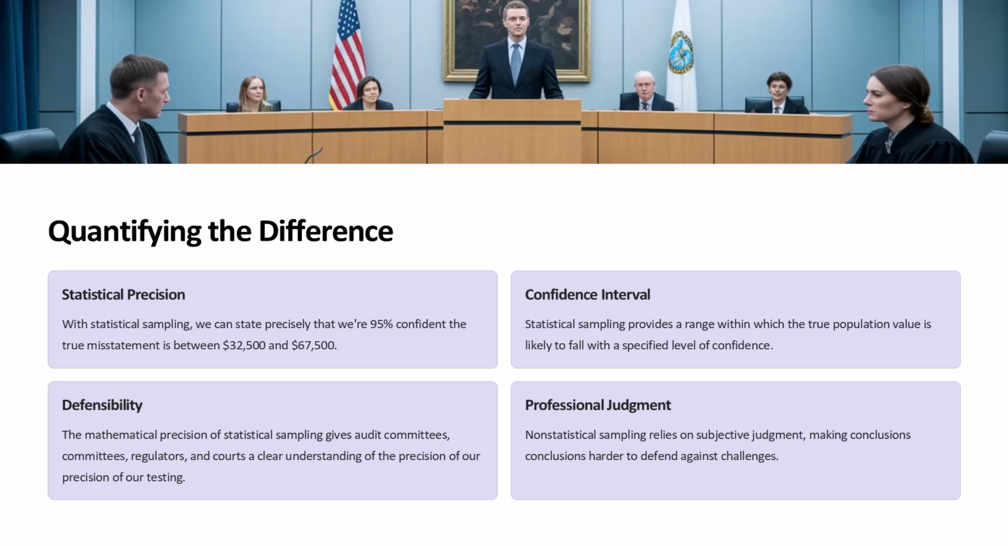That's what I thought. Statistical sampling provides a precise confidence interval, a range within which the true population value is likely to fall with a specified level of confidence. This gives audit committees, regulators, and courts a clear understanding of the precision of our testing. For example, if we project a misstatement of $50,000 with precision of plus or minus $17,500 at 95% confidence, we're explicitly stating that we're 95% confident the true misstatement is between $32,500 and $67,500.